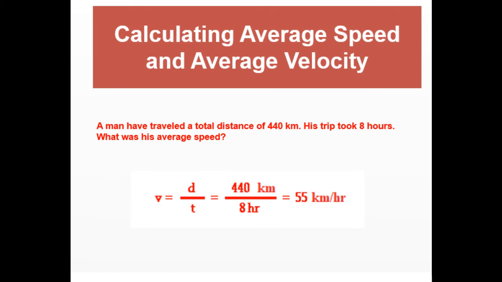While on vacation, a man traveled a total distance of 440 kilometers. His trip took 8 hours. So what was his average speed? Using the formula, speed is equal to distance over time. So 440 kilometers divided by 8 hours is equal to 55 kilometers per hour.